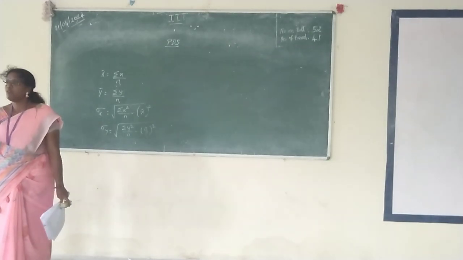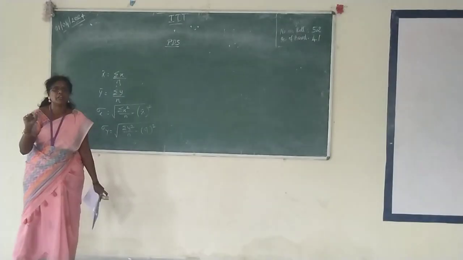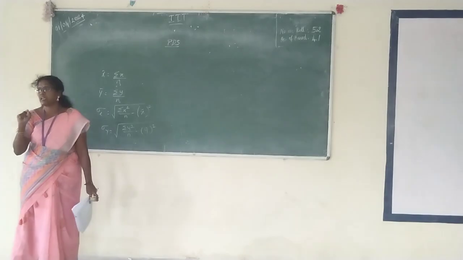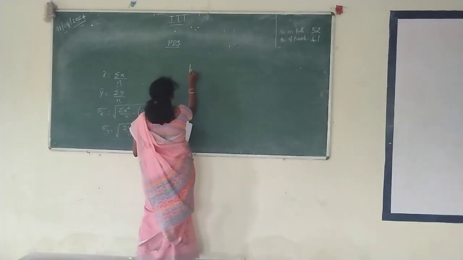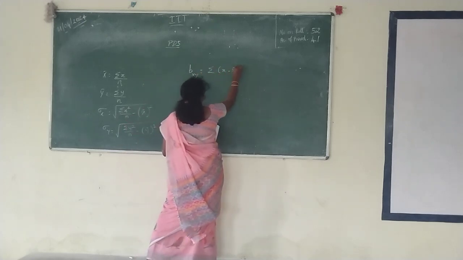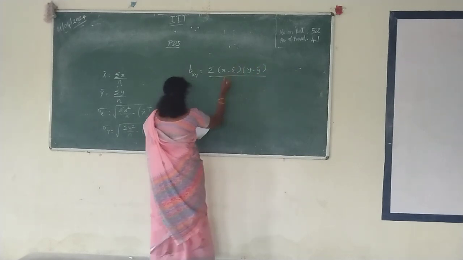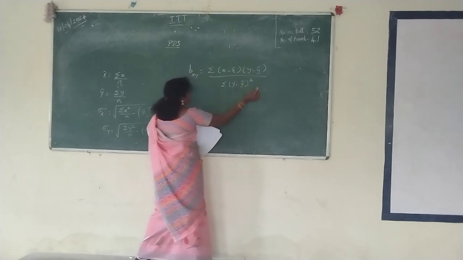Okay, so there is one more formula to find the regression coefficients. If you make use of that one, you need not find that covariance at all. Just using that formula you can find bxy and byx. So bxy will be given by the formula summation of x minus x bar into y minus y bar, the whole thing divided by summation of y minus y bar the whole square.